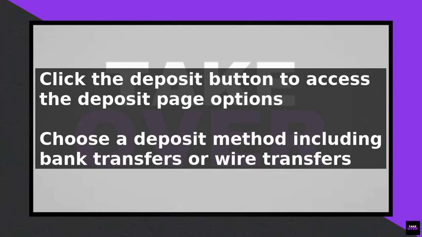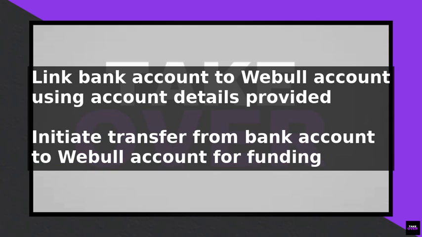Another deposit method is wire transfer. This method is faster than a bank transfer, but it may incur additional fees. To make a wire transfer, you will need to provide your bank with the wire transfer details, which can be found on the Webull deposit page.